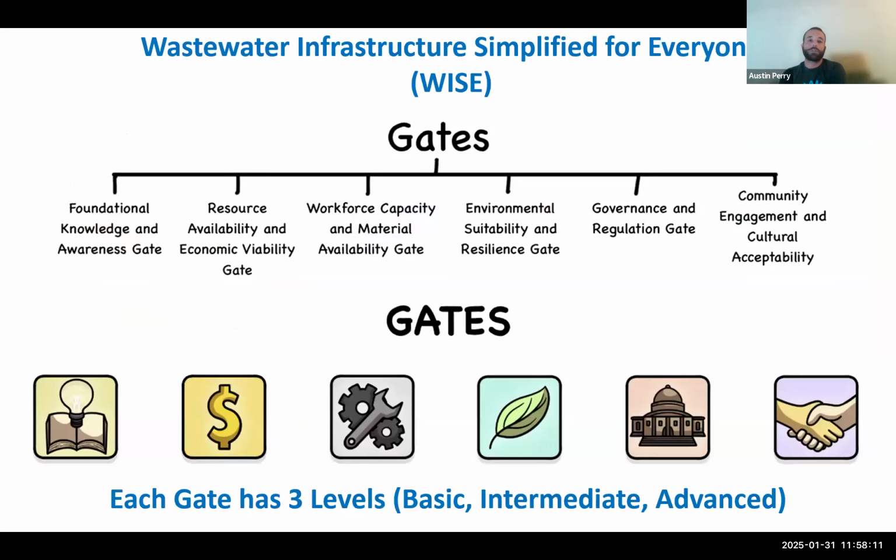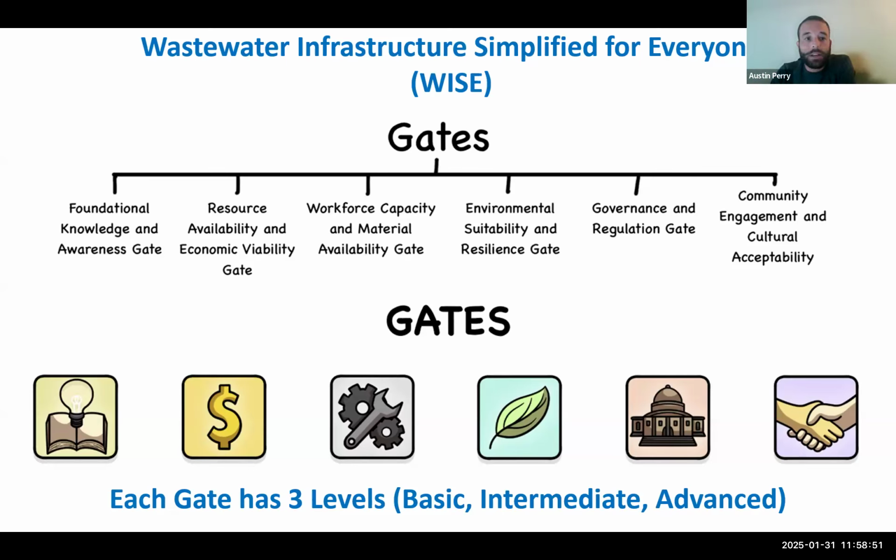So what we came up with is a framework called the Wastewater Infrastructure Simplified for Everyone, WISE. When I talked about capital and how those are the challenges that need to be overcome, we've summarized them in these 6 gates. Each gate has 3 levels, basic, intermediate, and advanced. The first one is foundational knowledge and awareness. If you can imagine, okay, I know wastewater is bad. I should separate it from where I live, where I sleep, where I eat. That's perfect. That's a very basic understanding of wastewater. But that is different than an advanced level, where you understand the 3rd, 4th, 5th order impacts of not treating your wastewater. So you have the 3 levels for 6 gates.